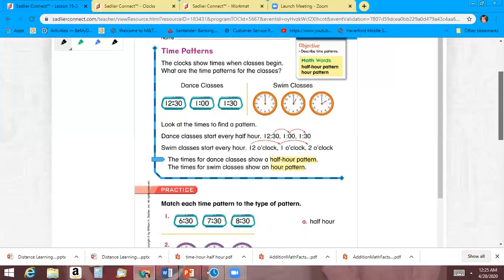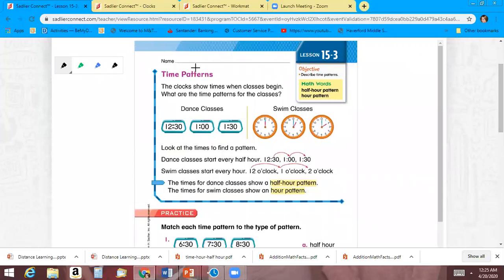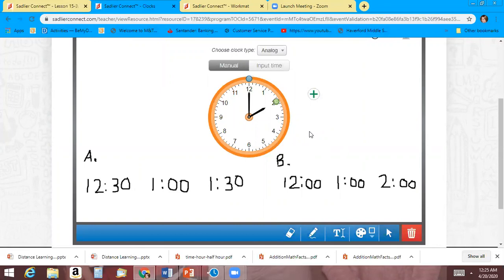If you want to pause and turn open to page 573, you can do that now. And then I want you to take a look. We're going to talk about dance class time and swim class time. But first, I want to take a look at my analog clock in front of us. I actually did write A times from our book, the same times they talked about as dance class time. And our B times down here are our swim times from our book.